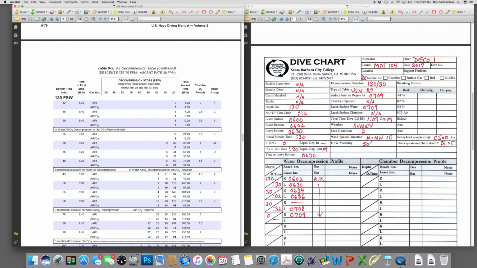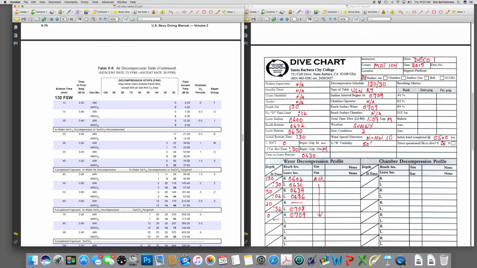I'm going to write that information down here on the chart. Over here on the left-hand side under water decompression profile, I'm going to write my stops down. My first stop is my bottom, 130. My second stop is going to be 30 feet. My third stop is 20 feet. And my last stop is the surface at 0 feet. Write down your bottom times in minutes.